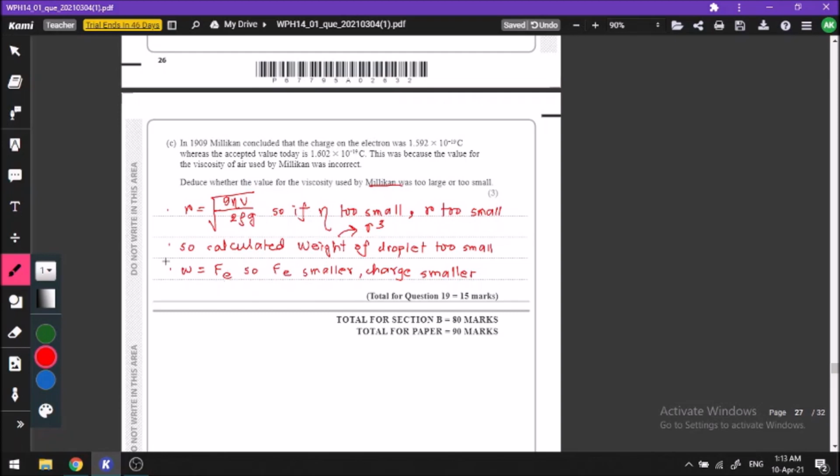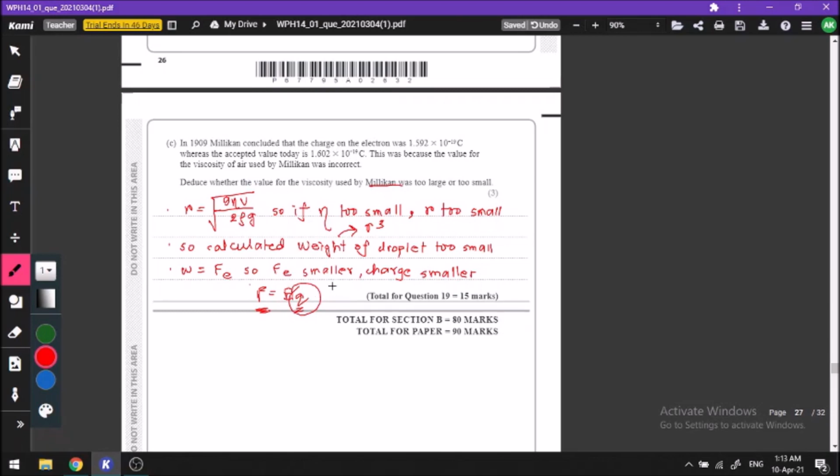If the weight is small, we calculated the value of Q using this equation, right? Weight is equal to the electric force. So if the weight is too small, the calculated value of Fe will also be too small. And since F is equal to E times Q, if F is too small, the value of the Q calculated will also be too small. So finally, you can conclude that if the value of the viscosity is too small, the calculated value of Q will also be too small.